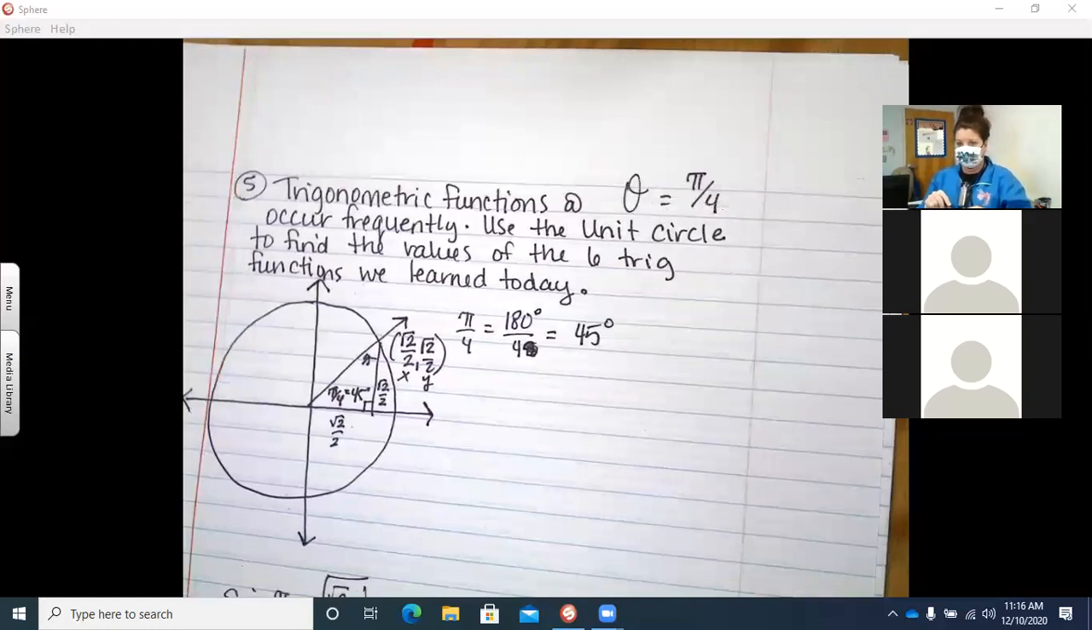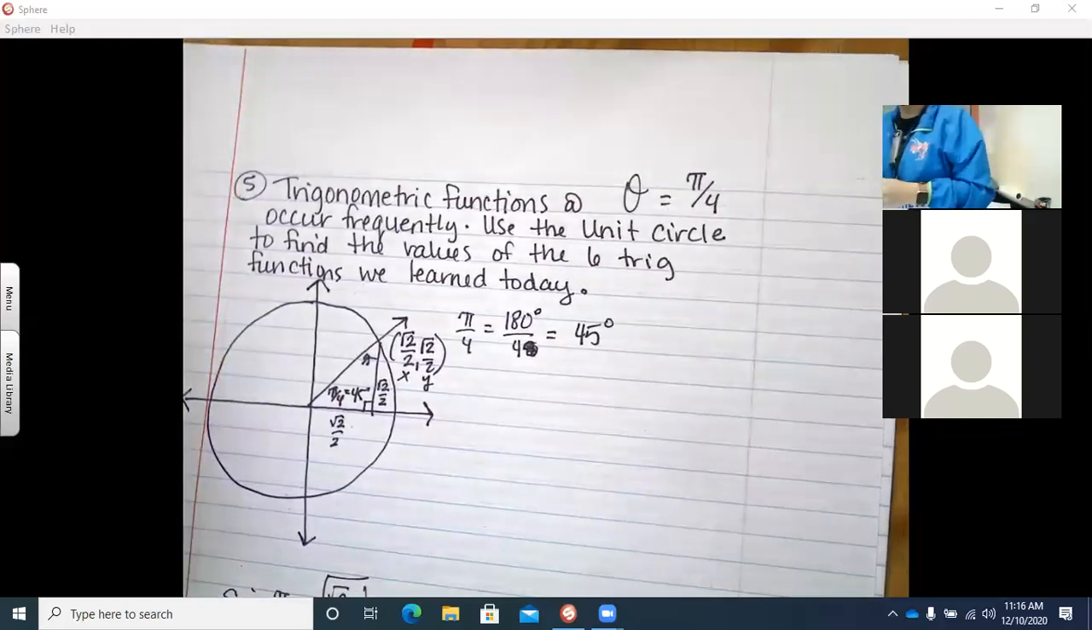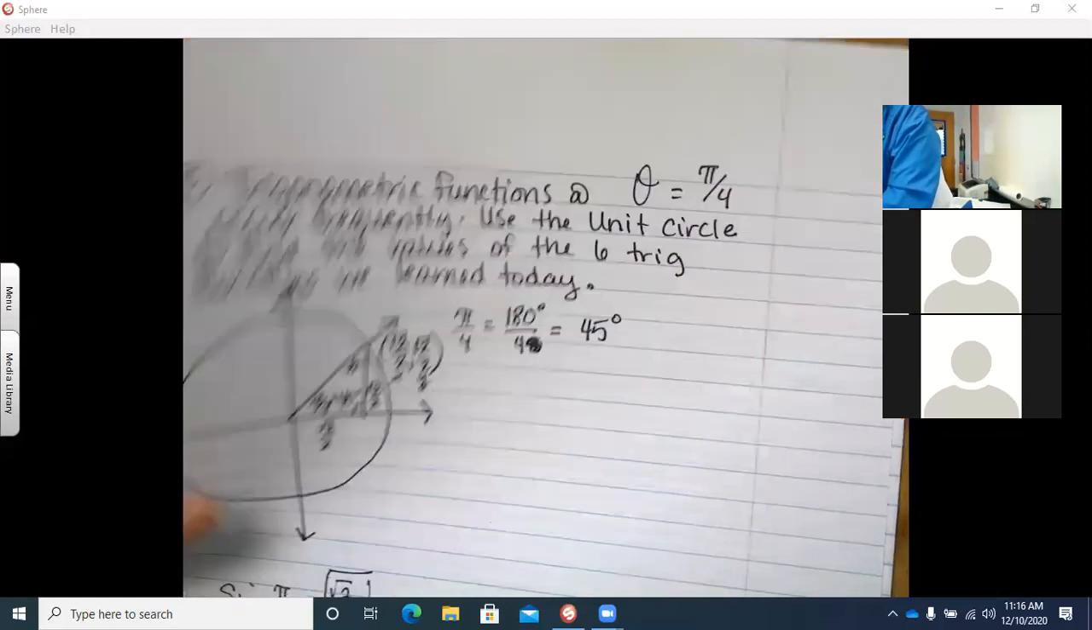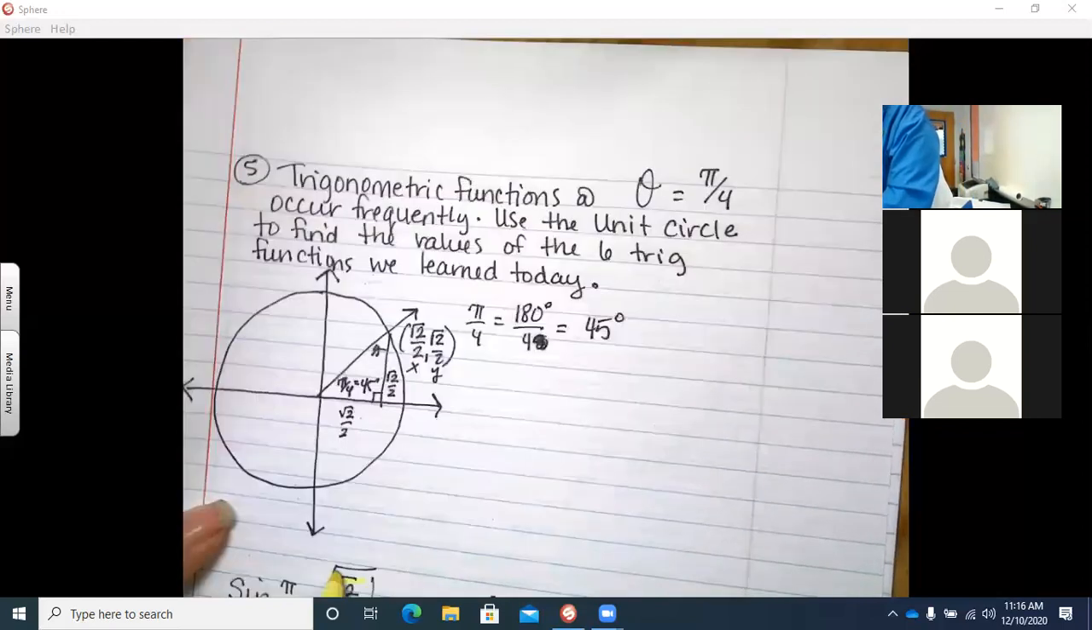So, the answers. What was the sine? Root 2 over 2. First of all, pi over 4 is 45 degrees, right? And so cosine is also root 2 over 2. And what is the tangent? 1.